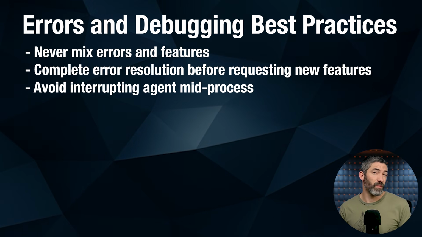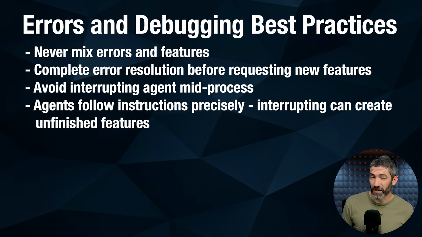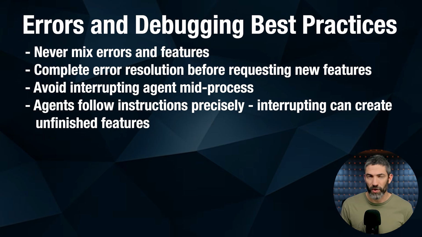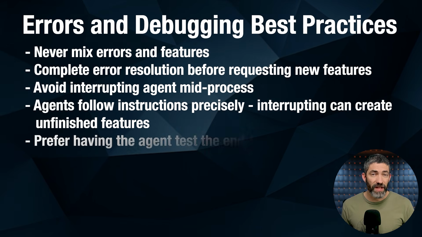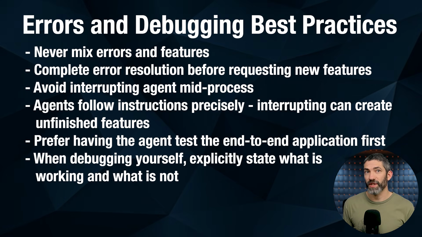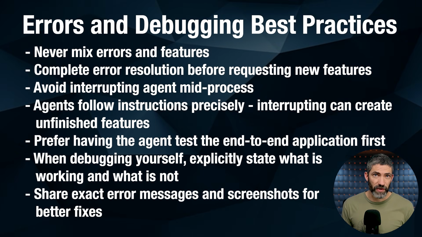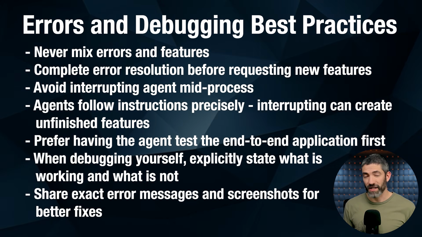Avoid interrupting the agent mid-process. Agents follow instructions very precisely, and interrupting them can create unfinished features, which causes problems down the road. And with debugging, have the agent test the application end-to-end first. But then when debugging yourself, just explicitly state what's working and what's not working. Share exact error messages and screenshots for better fixes. That speeds the process up a lot.